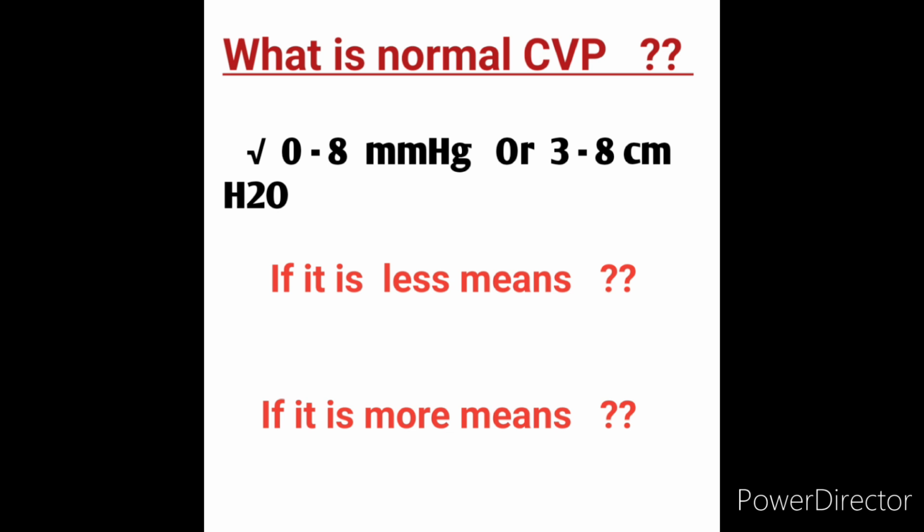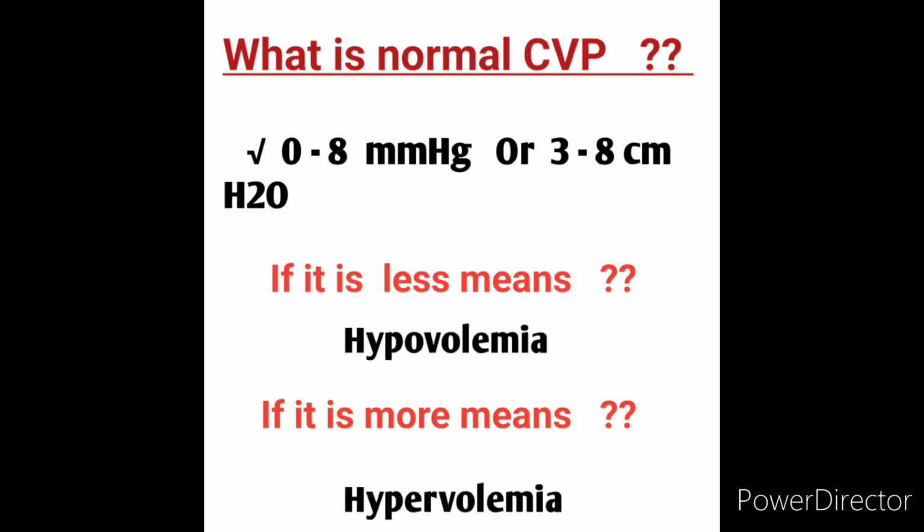If it is less, it is called hypovolemia. In case it is more than 8 mm of Hg, it is called hypervolemia. Some factors that can decrease central venous pressure are hypovolemia and venodilation. Either of these would decrease the venous return and thus decrease the central venous pressure. A decrease in central venous pressure is noted when there is more than 10% of blood loss or shift of blood volume.